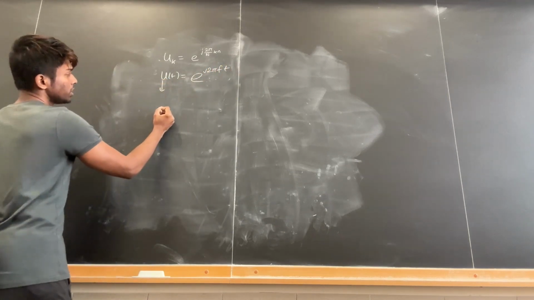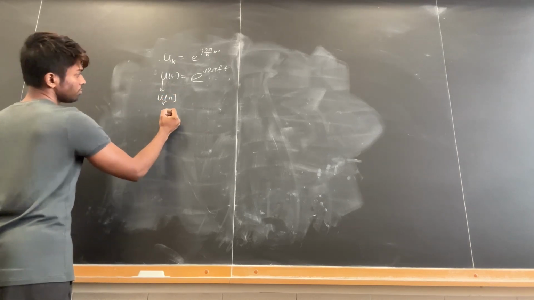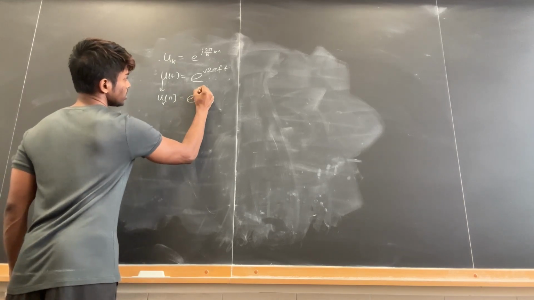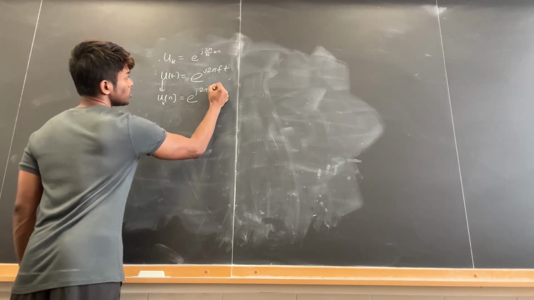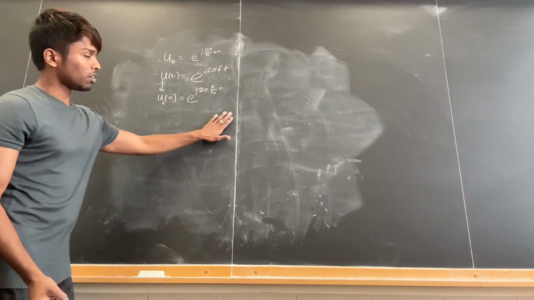To convert it into the discrete time, we said it is uk of n. So that is at n. So it is e to the power j 2 pi. What is f? f is equal to now k by capital N and t is n. That's the idea. So we are converting like this.